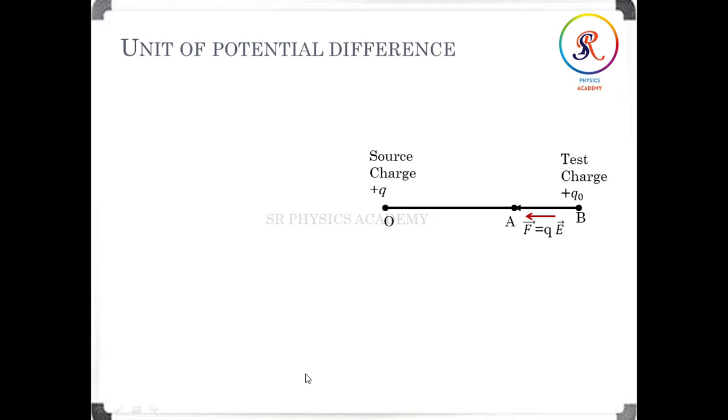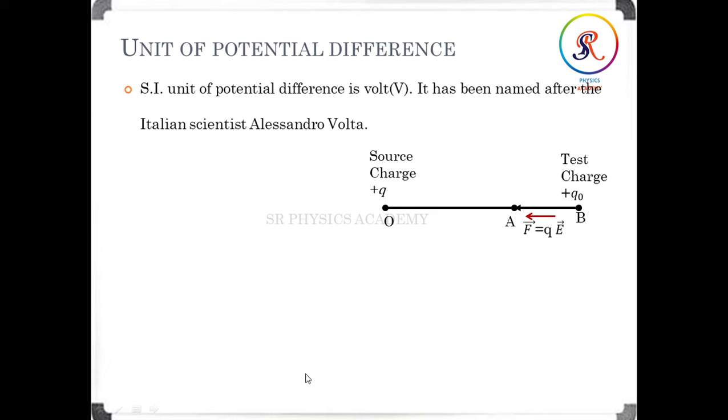Now we are going to discuss the unit of potential difference. The SI unit of potential difference is the volt, written with a capital V. It has been named after the Italian scientist Alessandro Volta.